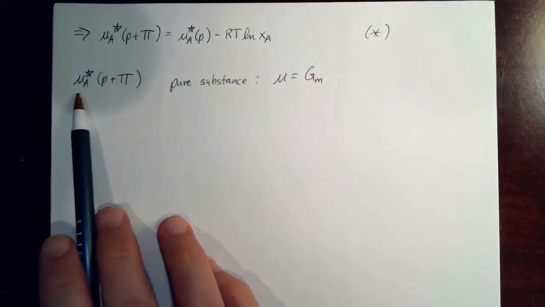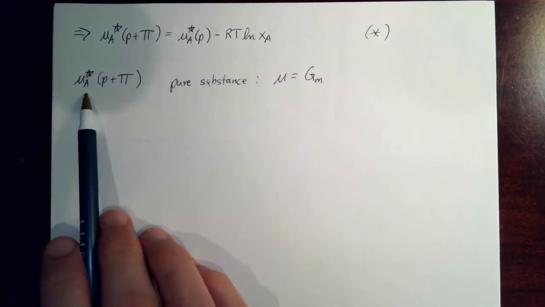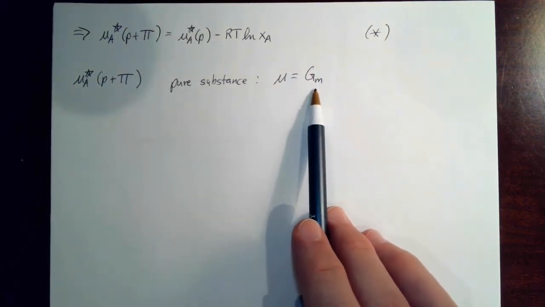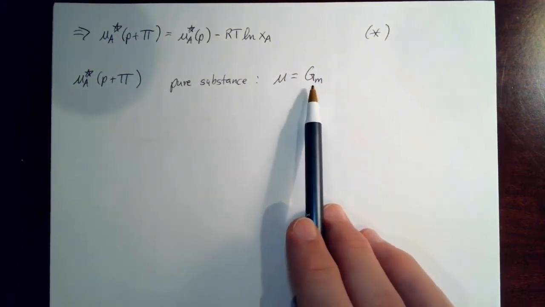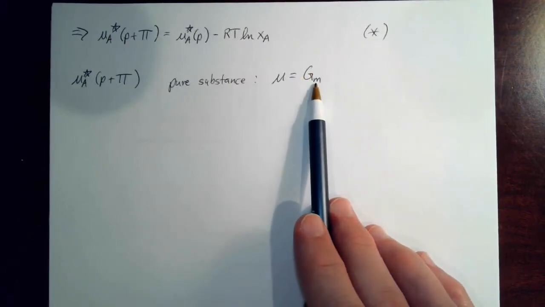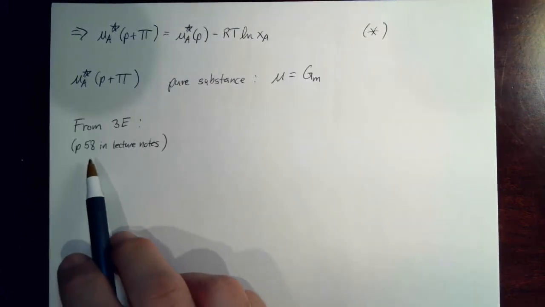So if I want to know the result of this increase in pressure on mu A, I'm going to go back all the way to section 3E and find a formula that involves the change in the molar Gibbs energy as a result of changing the pressure. Okay, so that's from page 58 in the lecture notes. That was a while ago.